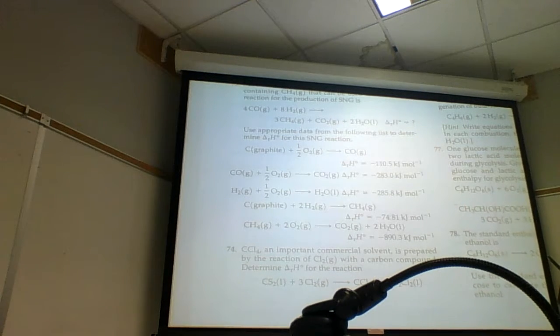All right, so the reaction that we're interested in is this. Carbon disulfide liquid plus 3 chlorine gas produces carbon tetrachloride, CCl4 liquid, and then this one, which using Chem 1A nomenclature we call disulfur dichloride liquid, but in organic chemistry this has a different name.